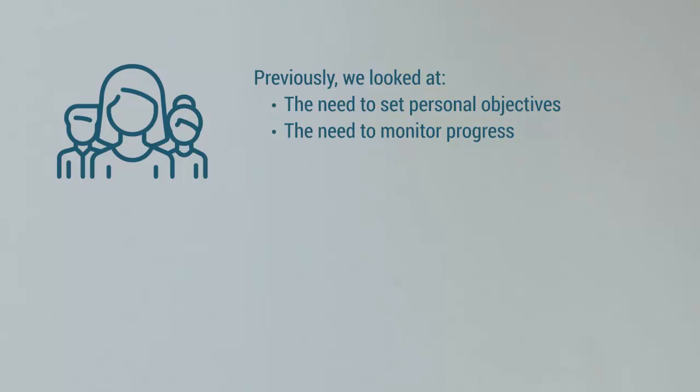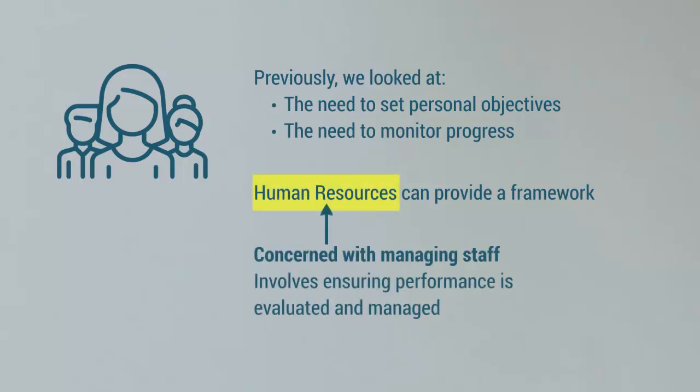Now, so far, we've mostly been looking at how you can do this as the leader of the team, how to set objectives and monitor the progress. But in organizations, there will be a human resources department, and you can use that human resources department to help you in these areas. As you probably know, the human resources function of an organization is concerned with managing an organization's staff, and part of their role is to ensure that staff performance is evaluated and that necessary action is taken to manage that performance.